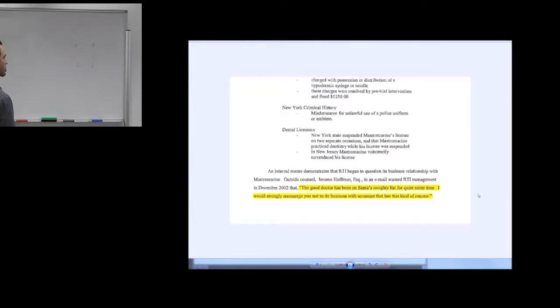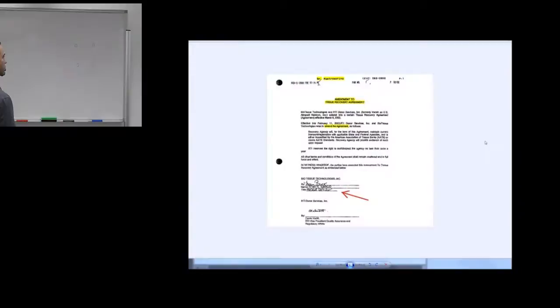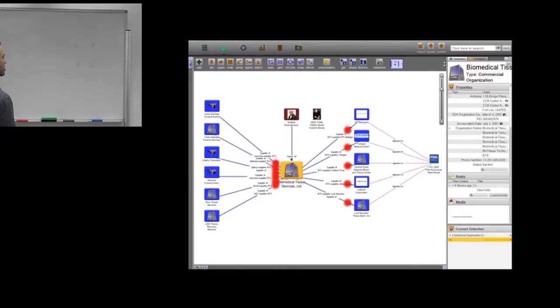The good doctor has been on Santa's naughty list for quite some time. I would strongly encourage you not to do business with someone that has this kind of resume. Instead, RTI drew up a new contract with Biomedical Tissue Services. In place of Mastro Marino's name was that of his newly licensed off-site medical director. RTI continued to work with the company and Mastro Marino as their main contact until 2005. That's when the company found out what he had really been up to for the last 3 years.